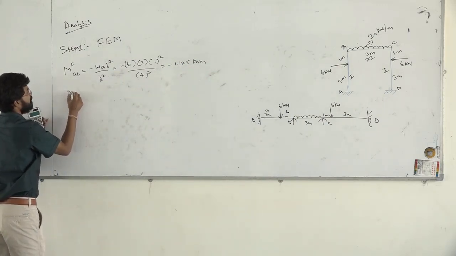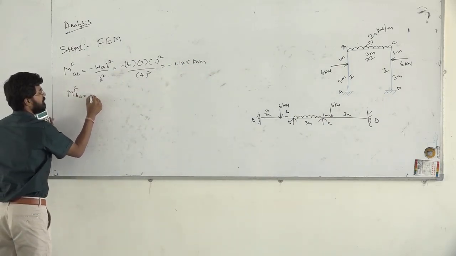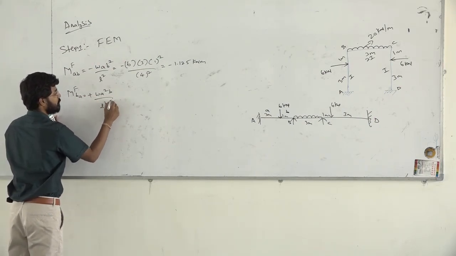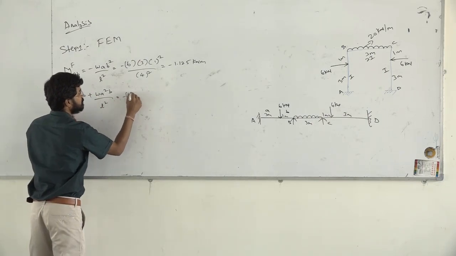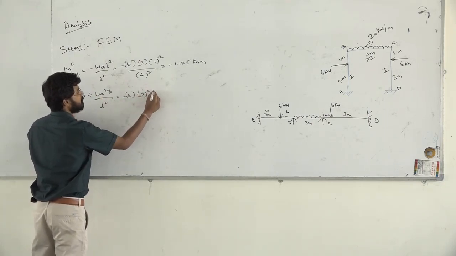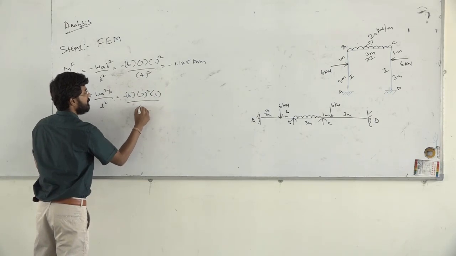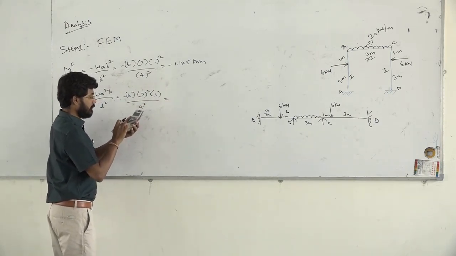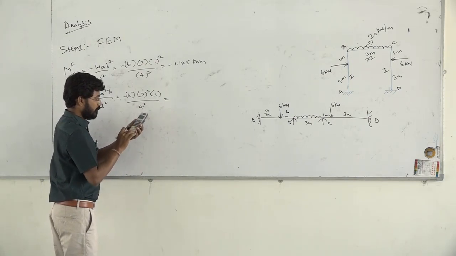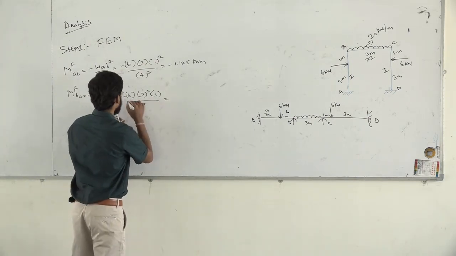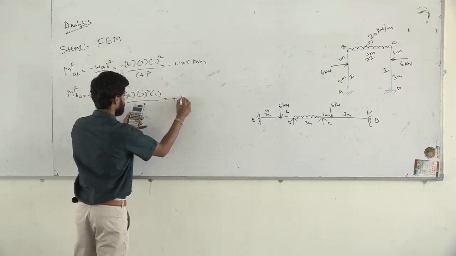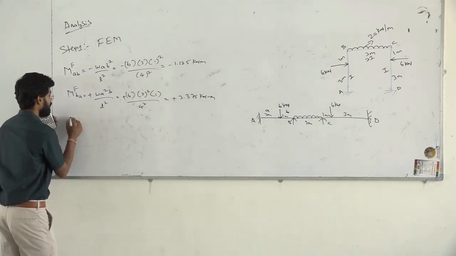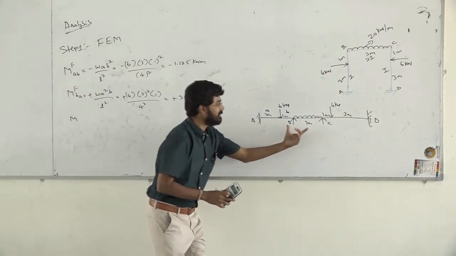Now similarly MFBA, which is equal to plus WA square B upon L square. So it is 6 into A square, 3 square, into 1, by L square, which is 4 square. Now again with your calculator, it is 6 into 3 square divided by 4 square. So we will get plus 3.375 kilonewton meter.